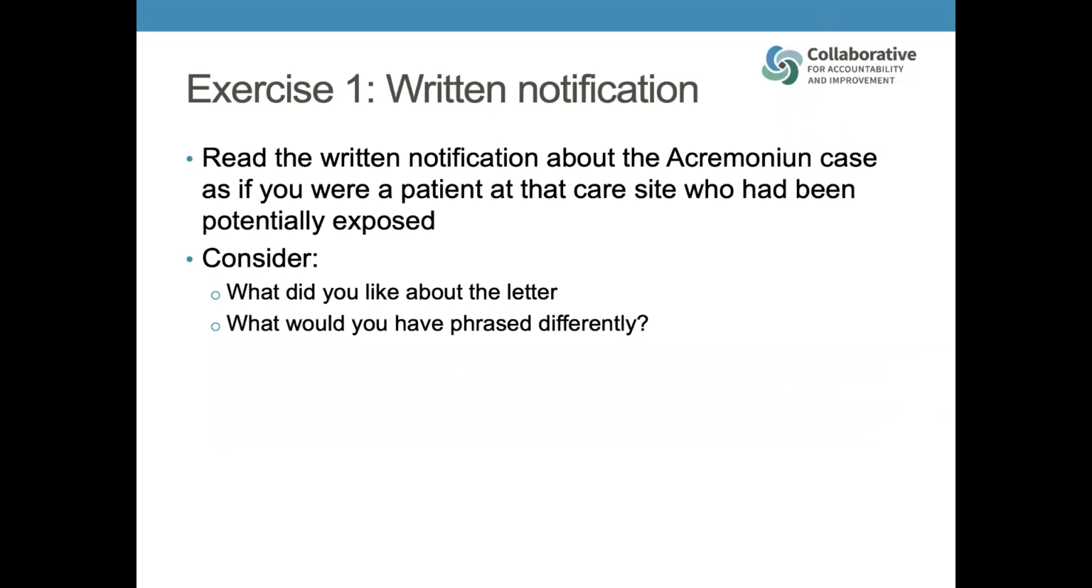And the one thing that I was thinking maybe could have been phrased a little differently, or if possible, it just feels a little vague. It says we place a high priority on patient safety and we'll continue to improve our processes. But I think patients would want a little bit more about what exactly we're going to do, if that was possible.